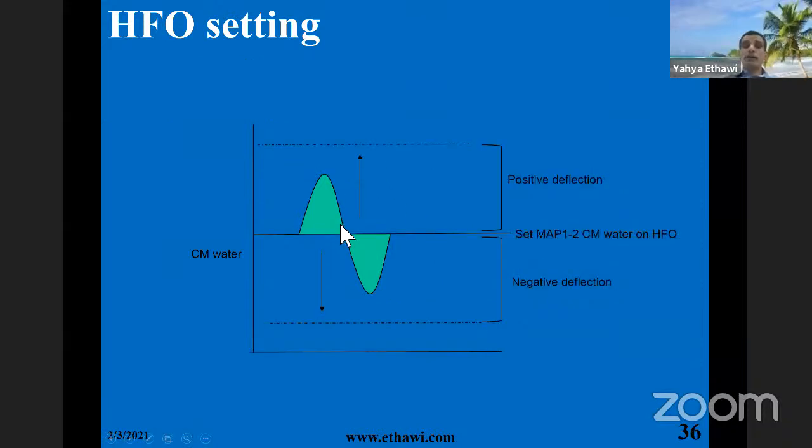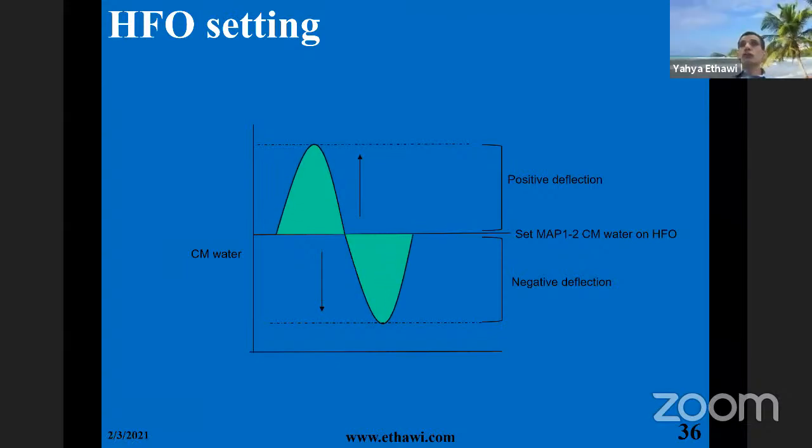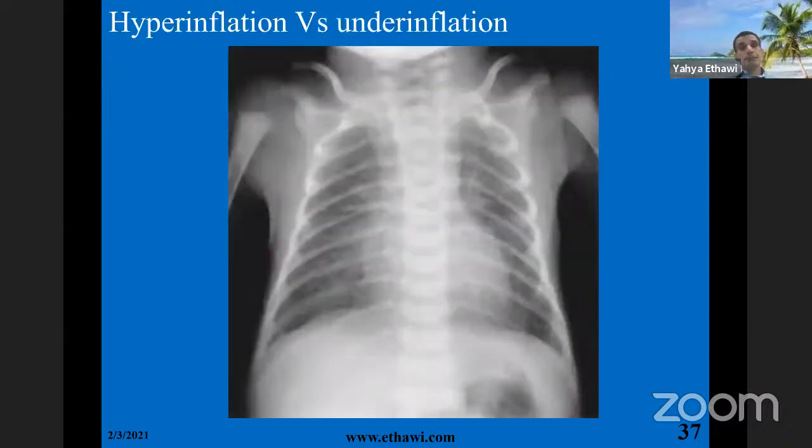Then you can increase your amplitude by 1 to 2 centimeters at a time if there is no chest rise, until you reach an amplitude that is showing a good chest wiggle. If you need the amplitude from here to here, triple the map, and you need to drop your frequency by 1. Then you need to do an X-ray.